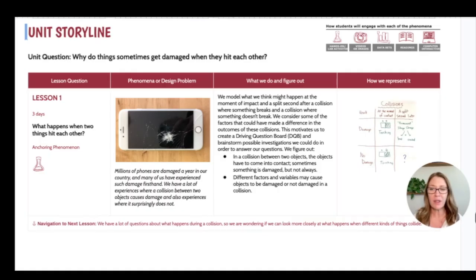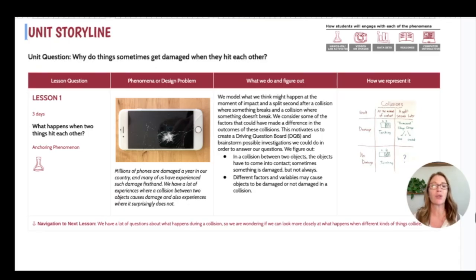And we're going to use, in Lesson 1, experiences that students will share about cell phones being damaged, and some statistics on how many cell phones get damaged each year. And we all know when you drop a cell phone, you look to see, did I crack the screen? So you're going to bring up those experiences. And what you're going to bring to the surface is that sometimes the phones get damaged, but sometimes they don't.